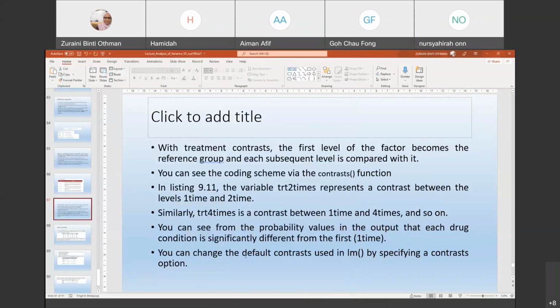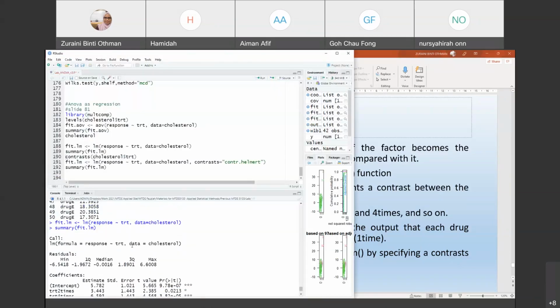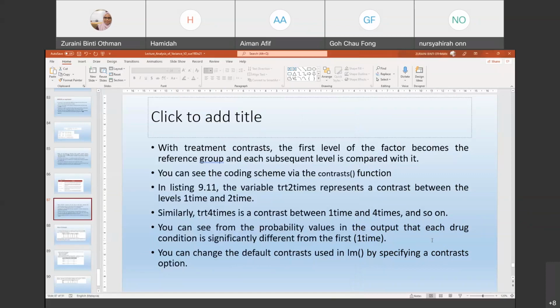Okay, now you can change the default contrast used in lm by specifying a contrast option that you want to take. Here we are using the cholesterol data, and the contrast in this table is that we want to see the contrast TRT 2 time with TRT 4 time, and drug D and drug E here. Okay, finished with all this information.